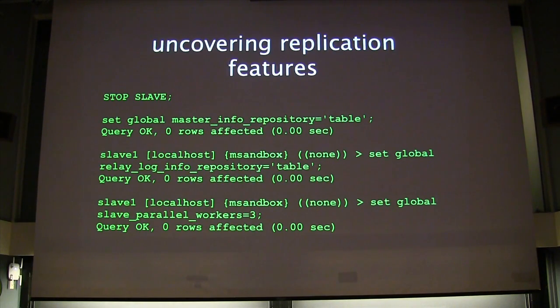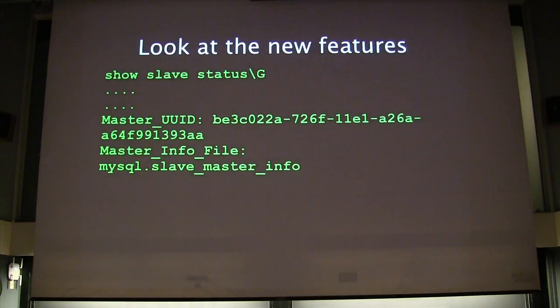But first, let's see what happens when you store the information in a table instead of using a file. Another new piece of information that you have in show slave status tells you that the master info file is not a file but is a table. Actually, you imply that it's a table because it says here mysql.slave_master_info, which is the name of the table that you find inside MySQL. We will see this in practice during the demo.